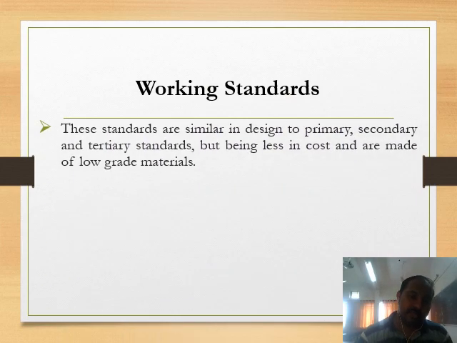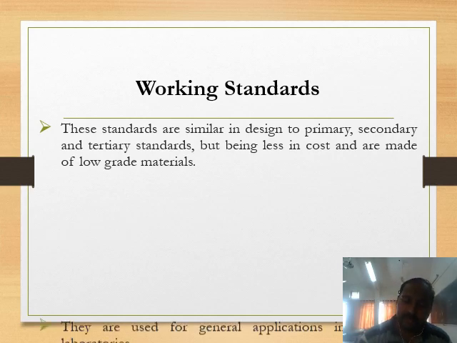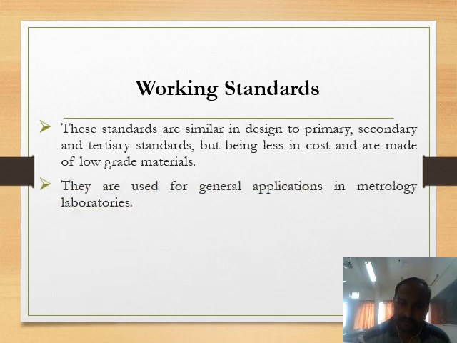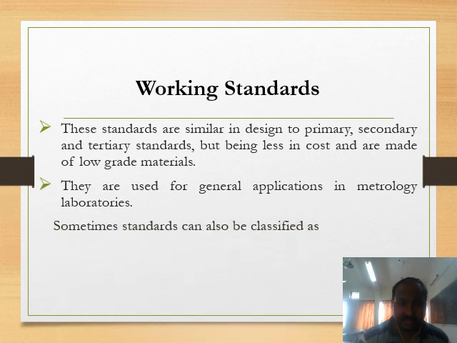Now coming to the working standards. These are standards made of low grade materials. They are low cost, and that's why they can be used in workshops also. The working standards are produced and calibrated with the help of the tertiary standards. They are used for general applications in metrological laboratories.